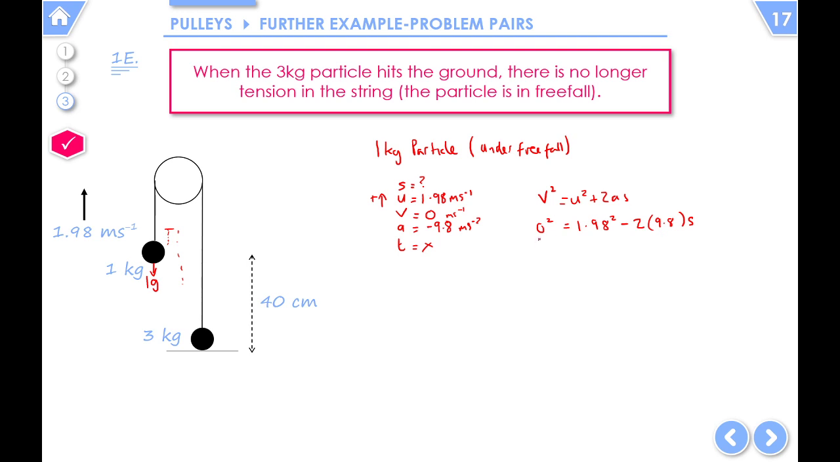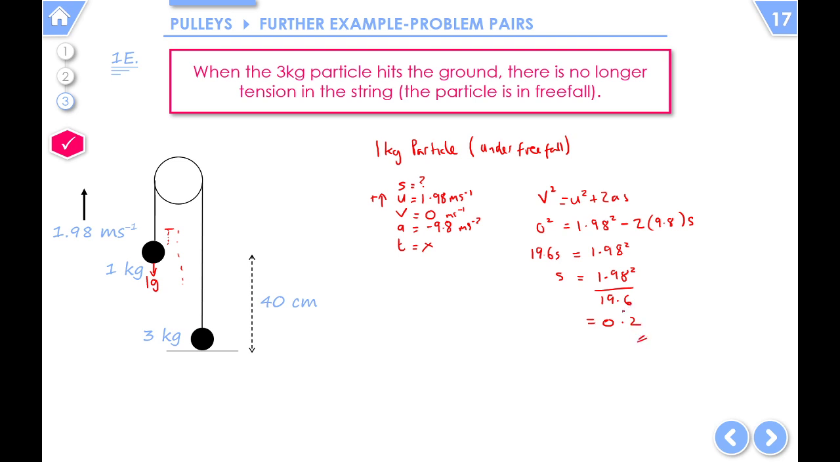So 2 times 9.8 is 19.6. So we'll move this term over to the other side. That gives us 19.6s equals 1.98 squared, and then divide through, we get 1.98 squared over 19.6. If you do that calculation, you get 0.2.